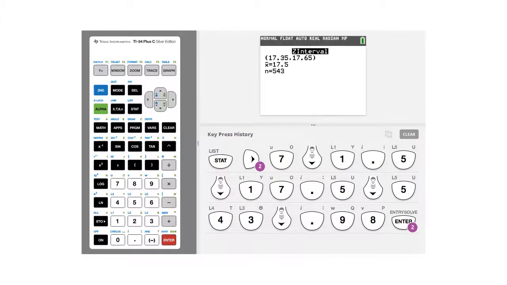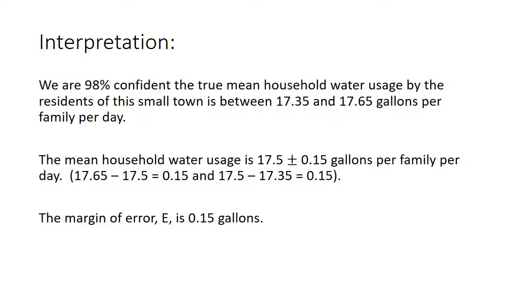This time we are going to stick with the confidence interval as it's given, because if we round, we would round the 17.35 up to 17.4 and the 17.65 up to 17.7, and our mean's not really in the middle anymore, so that just isn't as pretty.